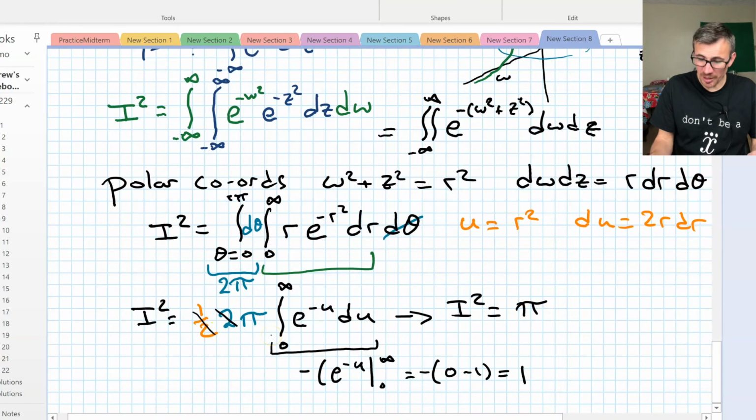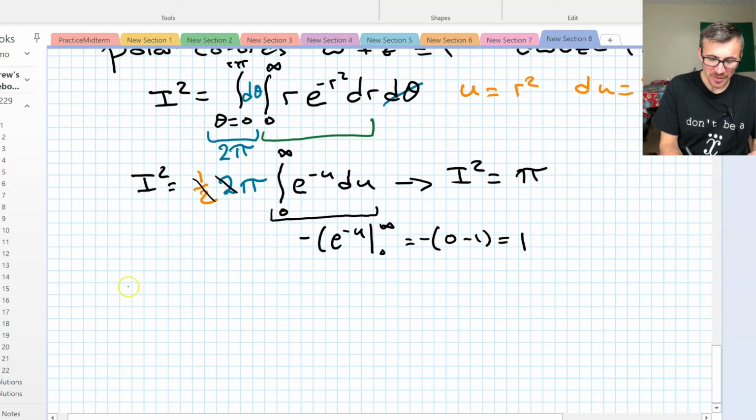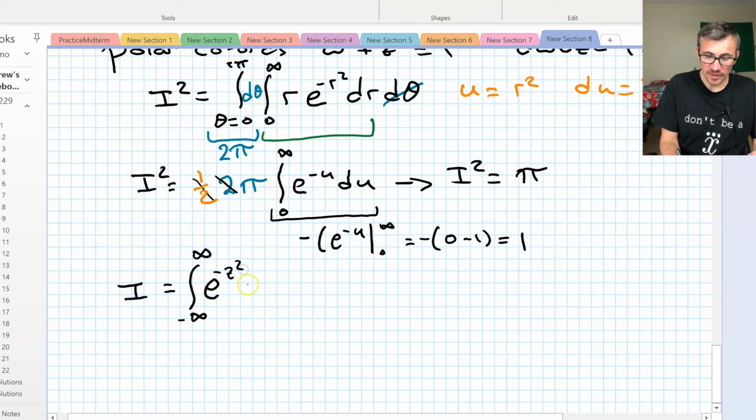What isn't equal to pi? All right, so I is equal to root pi. So we just found something. We found that the integral of e to the minus z squared dz is equal to the square root of pi.